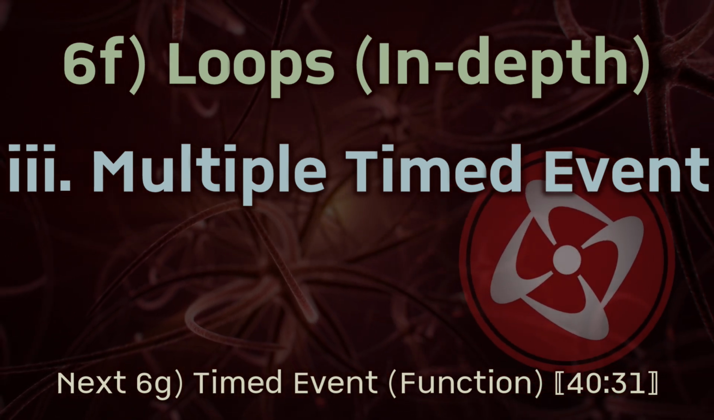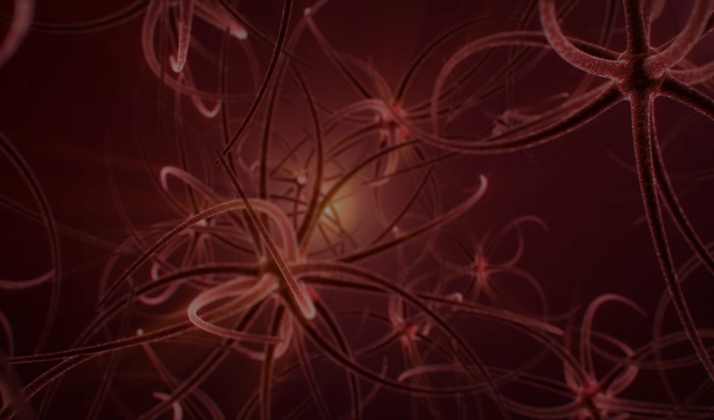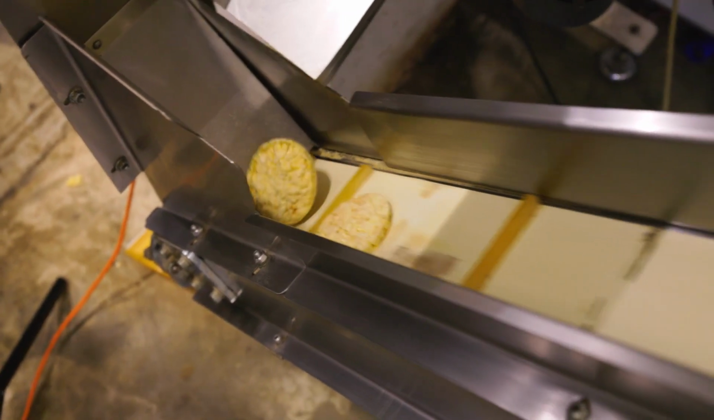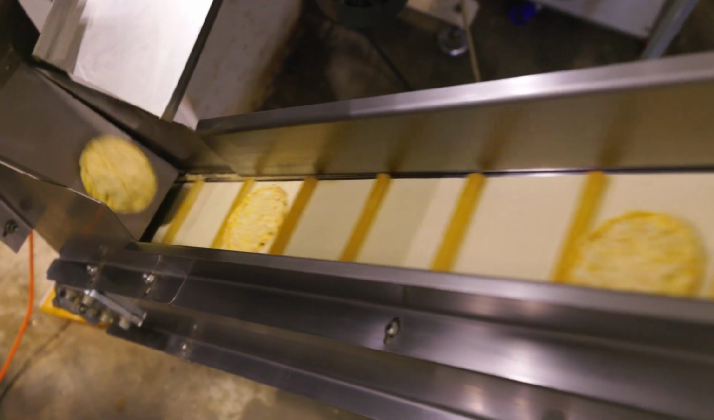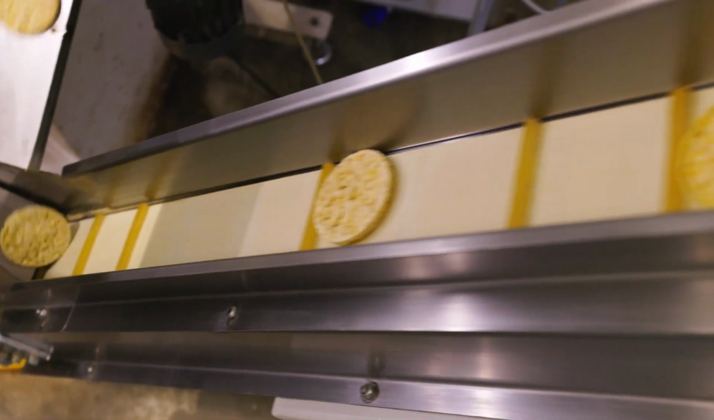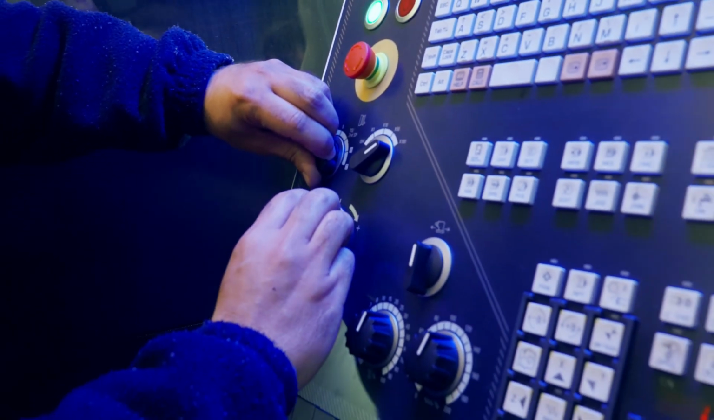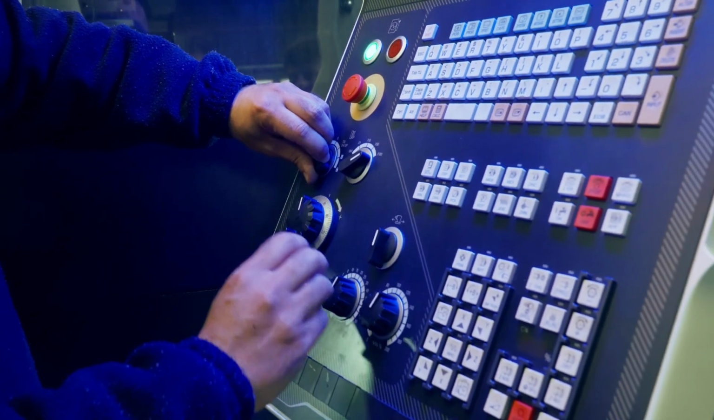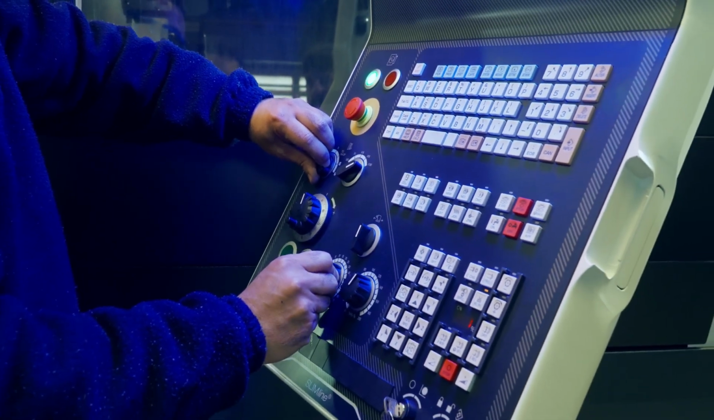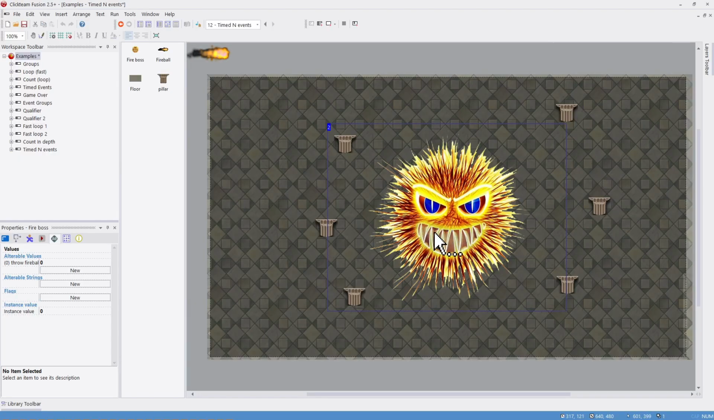Timed events trigger an event, and you can have a delay. You can also choose to have a number of timed events triggered after a certain delay. You can choose the delay of the first event, and then the delay of the subsequent events. So in this example, we've got a monster that fires fireballs out.